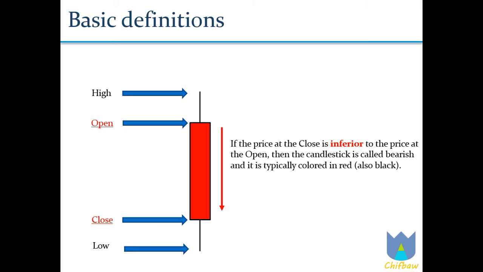Now, the opposite: if the price at the close is inferior to the price at the open, then the candlestick is called bearish, and it is typically colored in red or in black. One important remark is that when a candlestick is bearish, the price basically has fallen. When the candlestick is bullish, the price has basically grown.